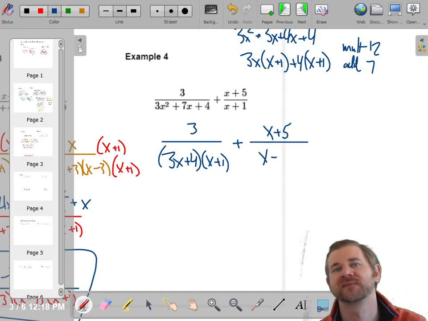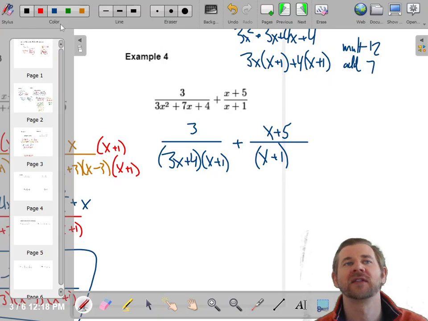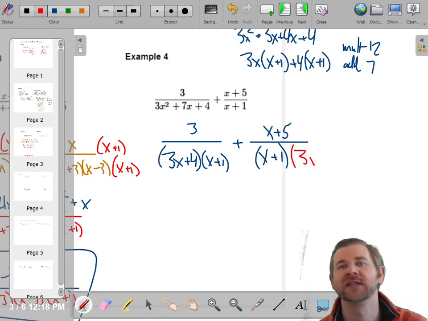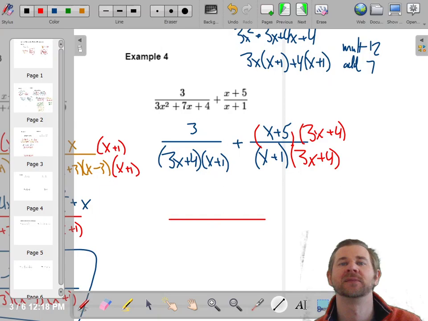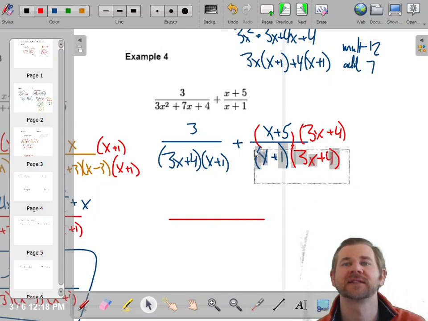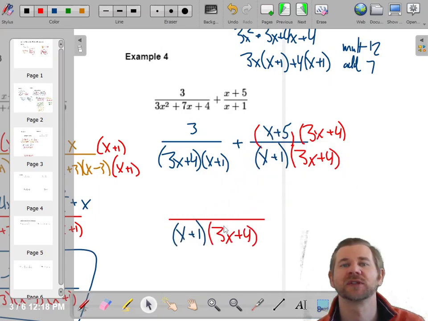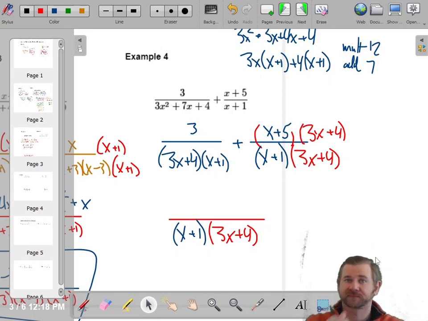I can't factor that. But I do see now that they share an x plus 1, and this one will need a 3x plus 4, which I'll have to FOIL. 3x plus 4. And now that I have my common denominator, I'll just write this over that denominator. 3x plus 4 times x plus 1.